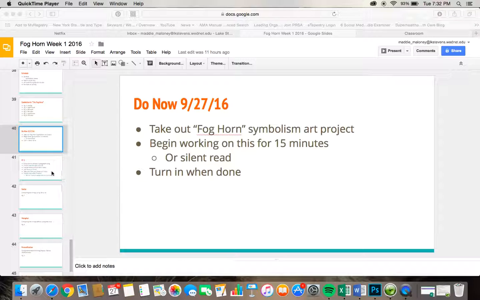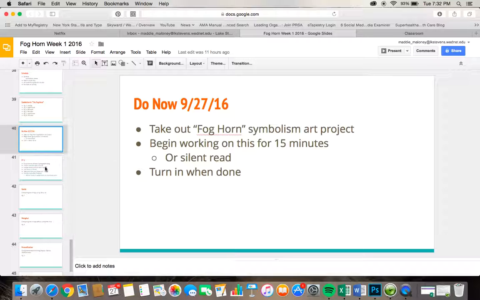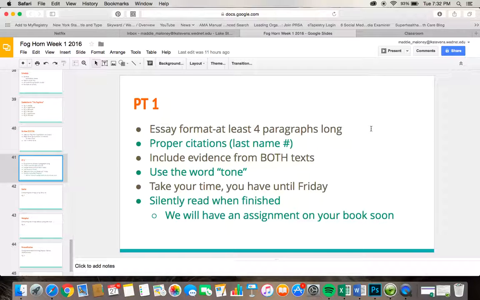Okay, but let's get to the really important part of today, which is performance task 1. Now, I'm going to give you a quick overview of how the performance tasks work, and then the rest of the lesson is really up to you to complete at your own pace. I do need to see these by Friday if you are in class Friday. If not, I need to see them when you get back.